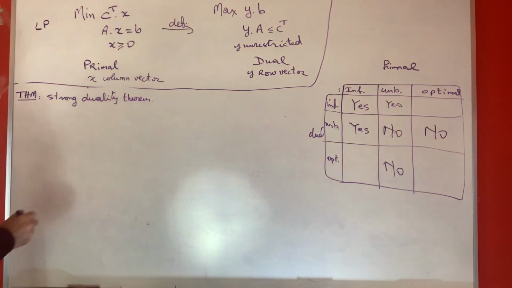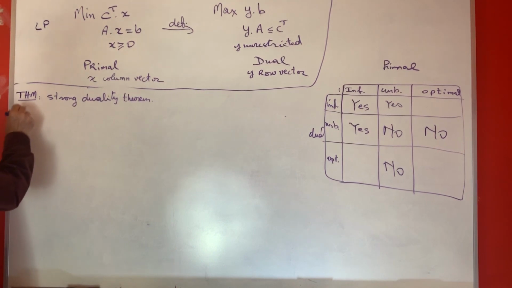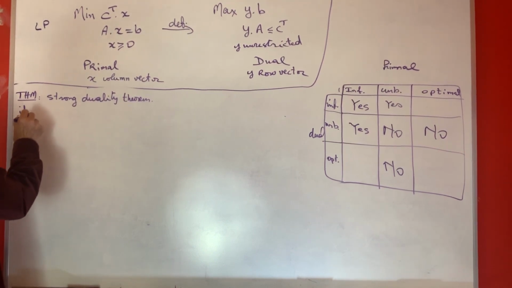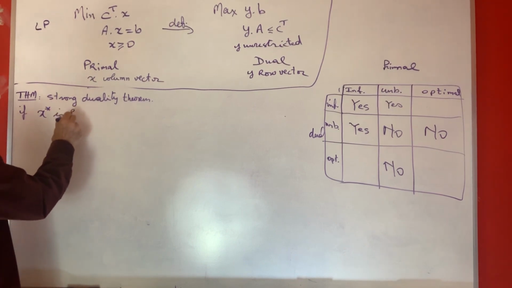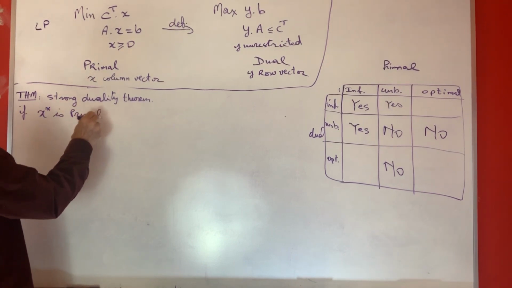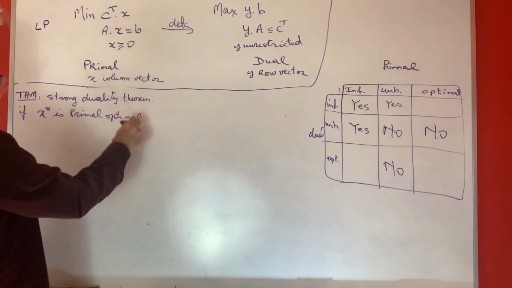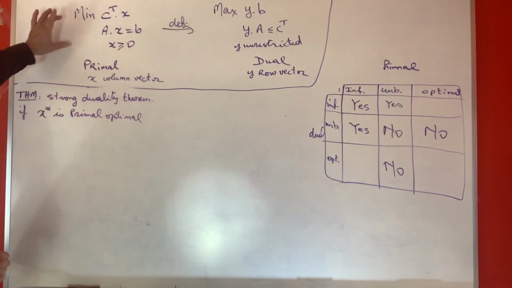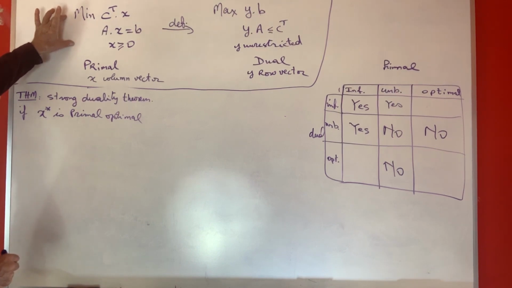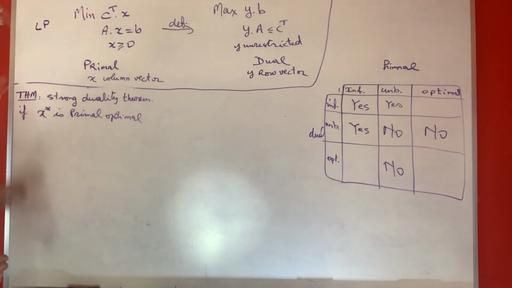And it goes as follows. If x star is primal optimal. Okay, so we know that this program has an optimal solution X star.